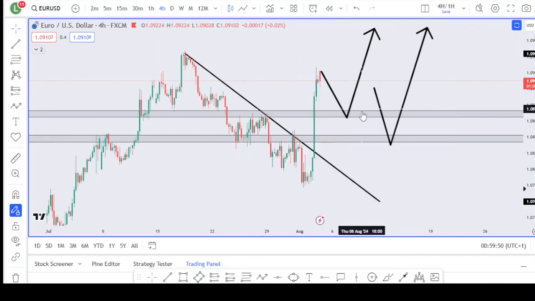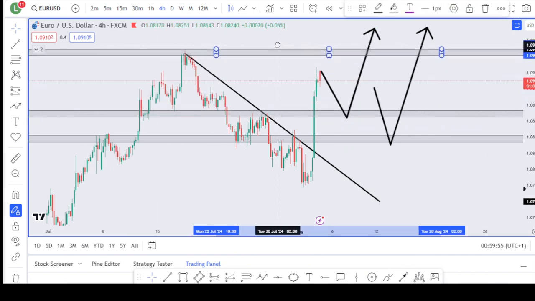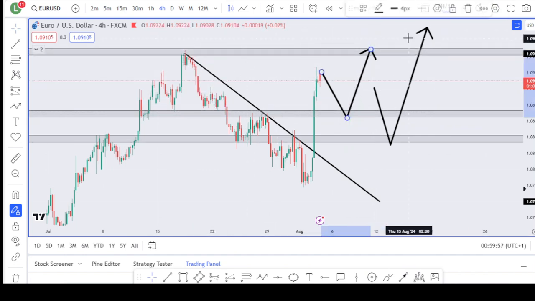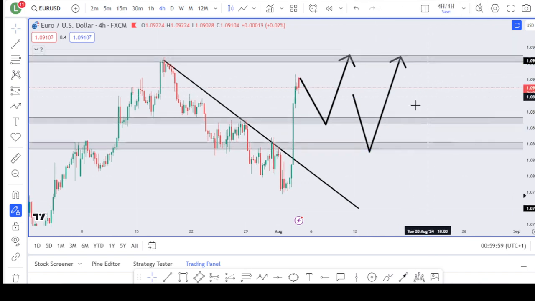And if we are executing our trade ideas around this zone here, then this resistance zone is going to be our take profit zone. This is very simple. Just follow this blueprint formula all the time.